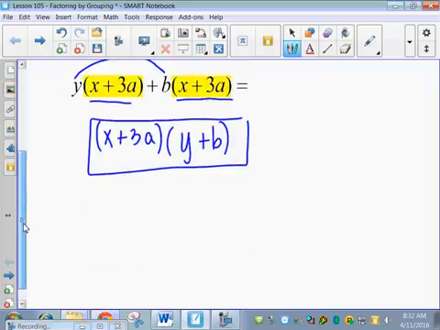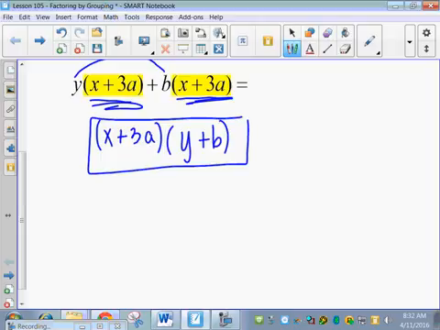So what I did is I put that double parentheses in front and y plus b second. You can go in either order, right? Because we did it the other way. We did it the y plus b first, and then x plus 3a.